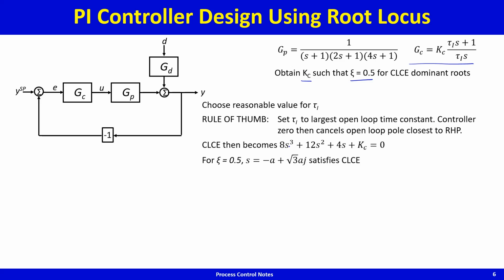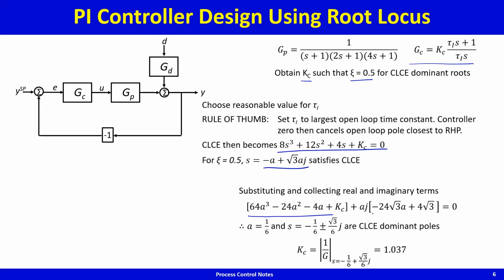So if you do the algebra, the closed loop characteristic equation turns out to be this, and if you substitute s equal to minus a plus square root 3 aj into the closed loop characteristic equation, you get this and that. And if you set the imaginary part equal to 0, the dominant pole pair is minus 1/6 plus minus square root 3 by 6 j, and at this value of s, you get Kc as 1 by magnitude of g, where g is GC GP.